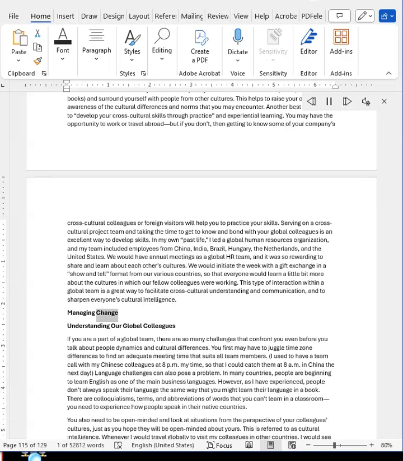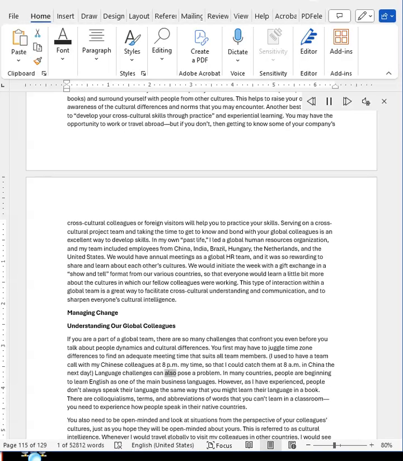Managing change. Understanding our global colleagues. If you're a part of a global team, there are so many challenges that confront you even before you talk about people dynamics and cultural differences. You first may have to juggle time zone differences to find an adequate meeting time that suits all team members. I used to have a team call with my Chinese colleagues at 8 p.m. my time, so that I could catch them at 8 a.m. in China the next day.